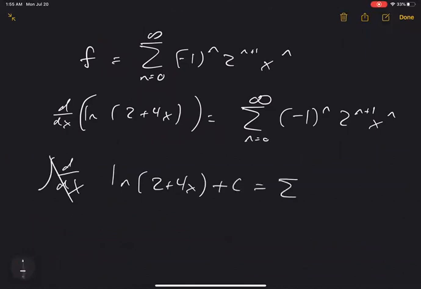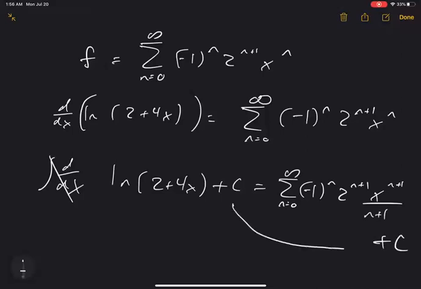equals what's the integral of this power series? I treat -1 like a constant. I treat 2 to the n plus 1 like a constant. What's the integral of x to the n? x to the n plus 1 over n plus 1. Okay. So that's my integral. And then I got a plus C over here.